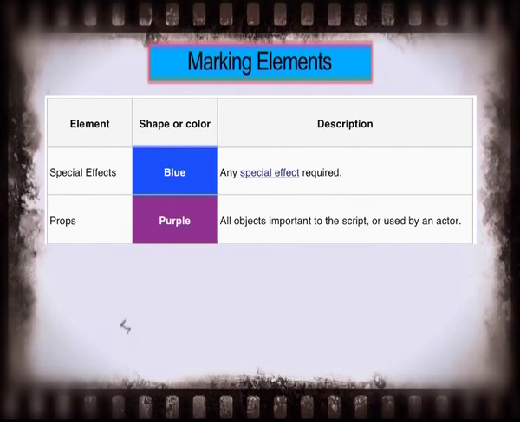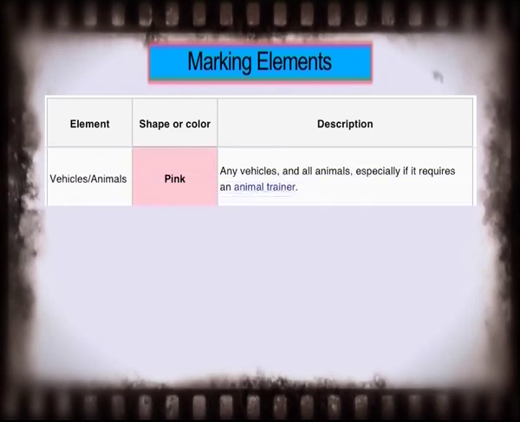Props doesn't mean all the props which are on the set. It particularly means those props which are being used by the actor. So for instance, if there is a firing, someone holding a gun will be considered a prop. Then you have vehicles or animals. If in a scene there is a vehicle involved, it is colored pink.